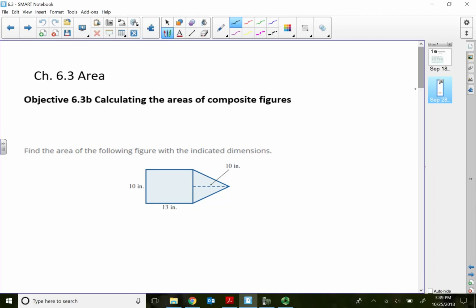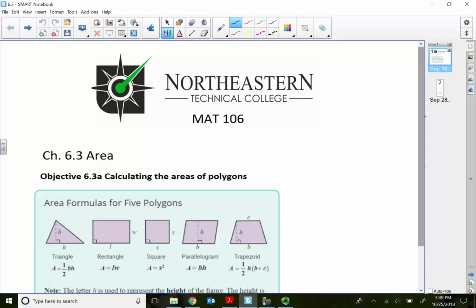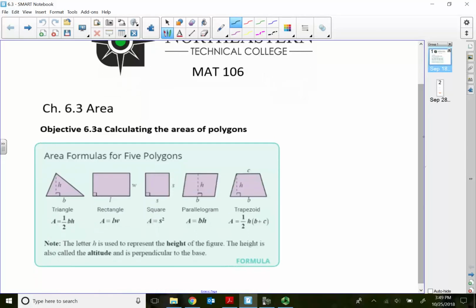We did mention something about composite figures before in terms of perimeter. So in this video, I will show you how to find the areas for those. So let's take a look at these polygons. Triangle actually comes from a parallelogram, so let me introduce parallelogram.